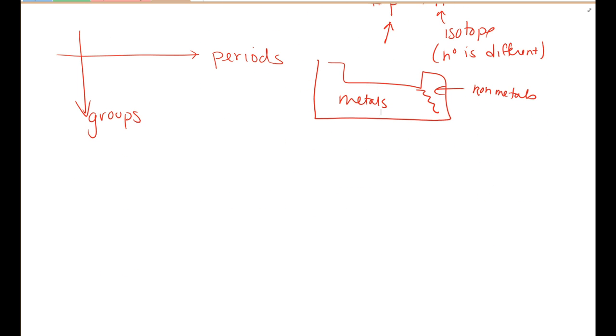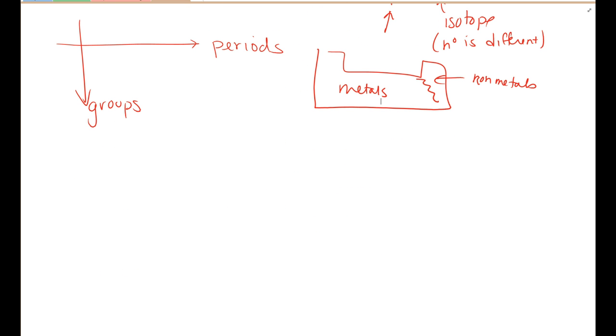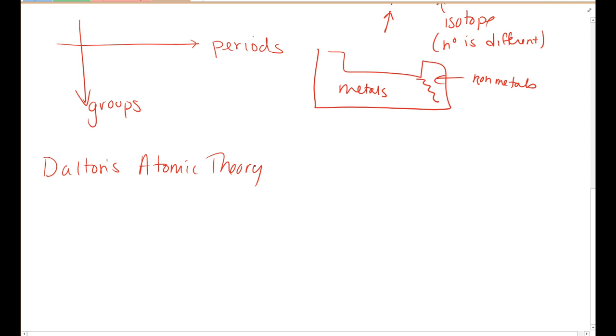All right, so back to isotopes. The idea that atoms have different numbers of neutrons leads to a modification to Dalton's original atomic theory. So the original atomic theory, which you should have read about, says that first, elements are made from atoms. That's his first part of his theory.